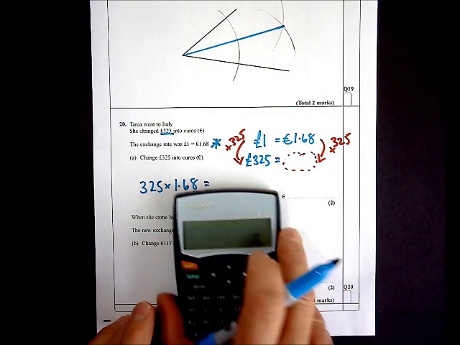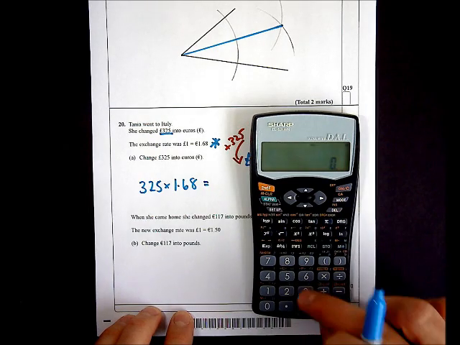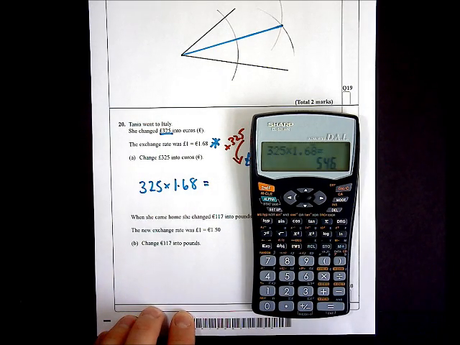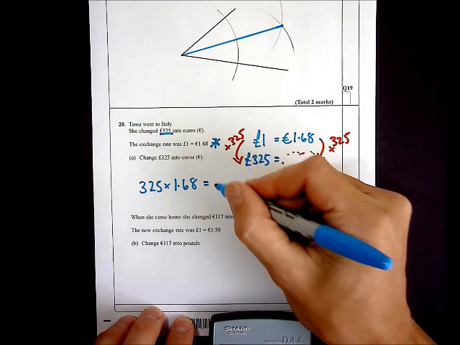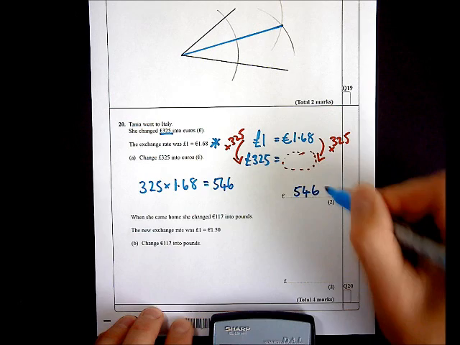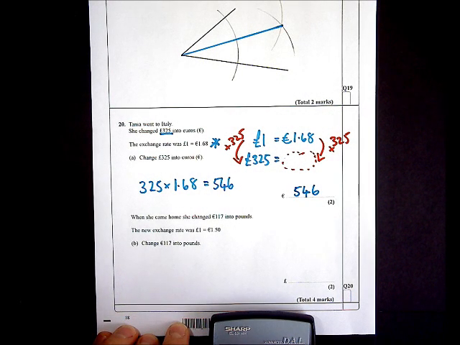So if I do 325 times 1.68, I'm going to get my answer. Now on a calculator, reasonably straightforward. 325 times 1.68, 546. So £325 is 546 euros.